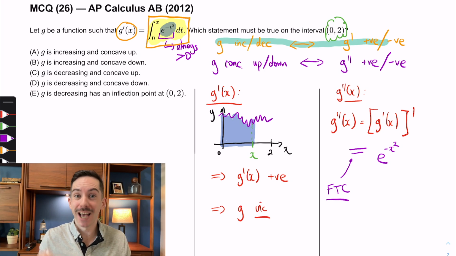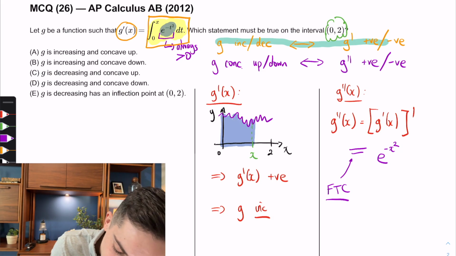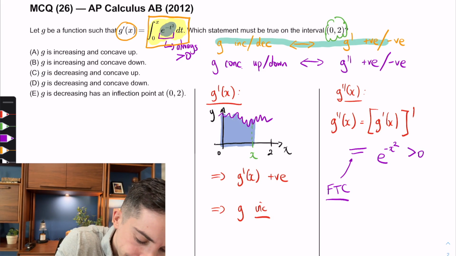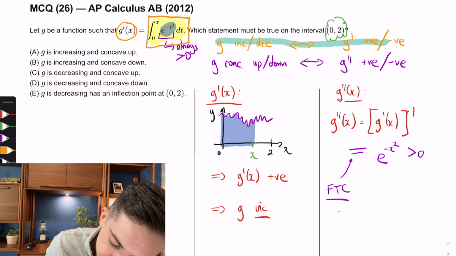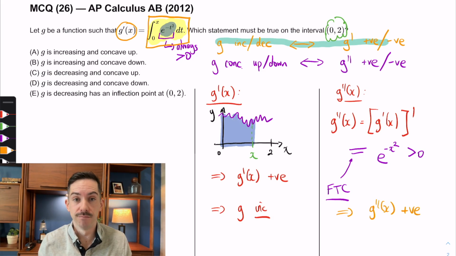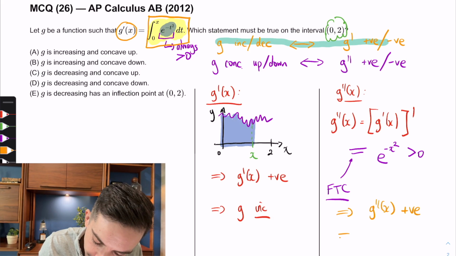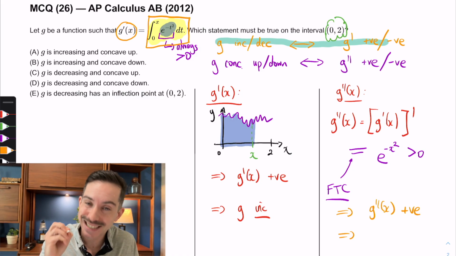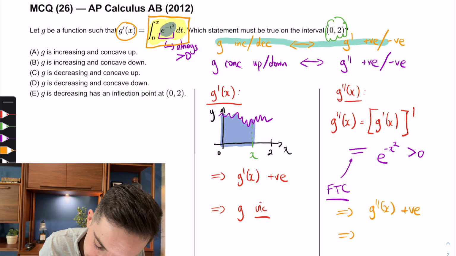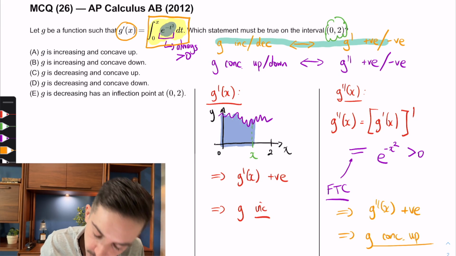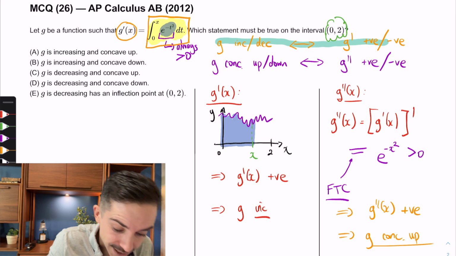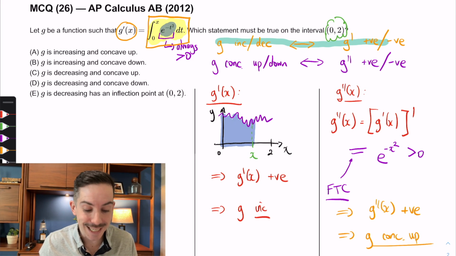And we already relied on the fact that this is an exponential function, and so it's going to be positive no matter what x value I pick. So I get to conclude, because of the fundamental theorem of calculus, that g double prime is positive on this interval 0 up to 2. And again, using that fact that I recalled, the second derivative being positive tells me that g is going to be concave up on that interval. Is this one of my answers? It is indeed. It is answer A.